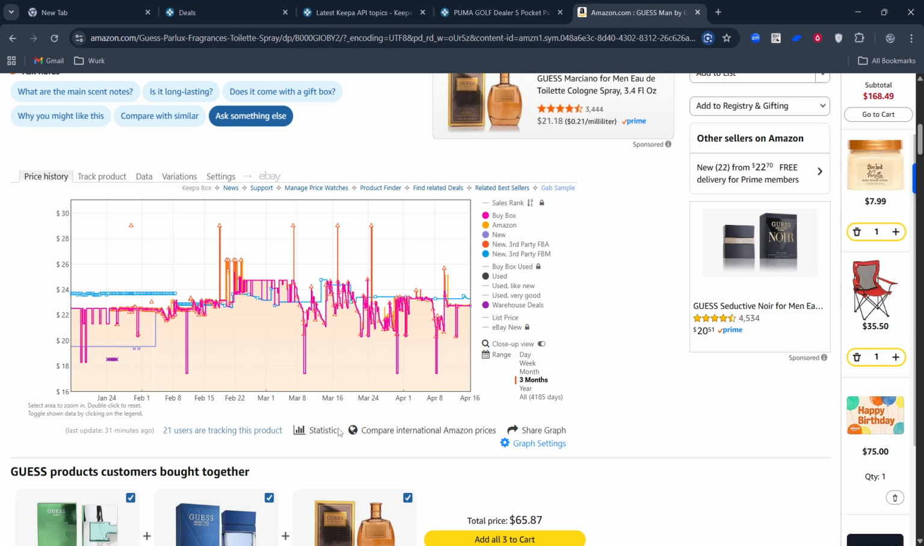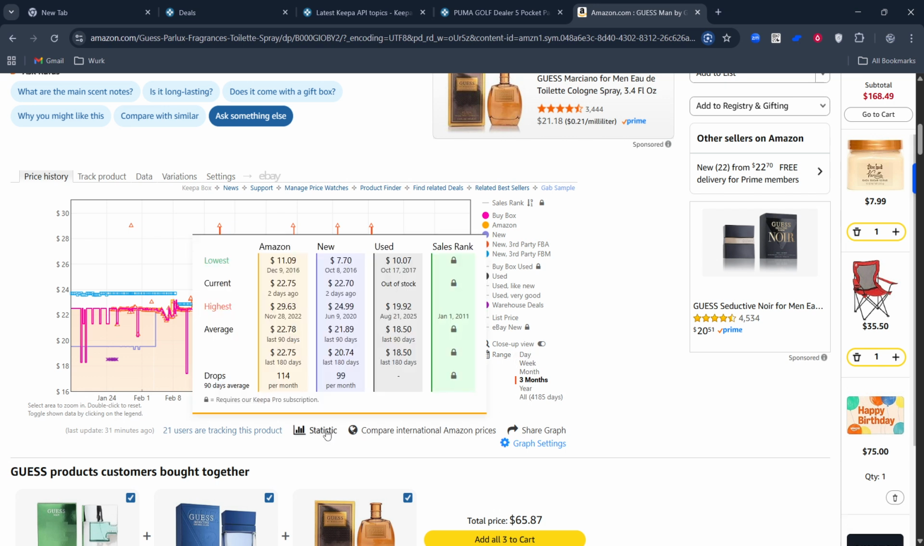Finally, double-check profit using an FBA calculator or a tool like SellerAmp. Confirm your ROI, fees, and net profit. Keepa provides the data to evaluate products, but it doesn't calculate your profit for you. Use both together to make confident, profitable buying decisions.